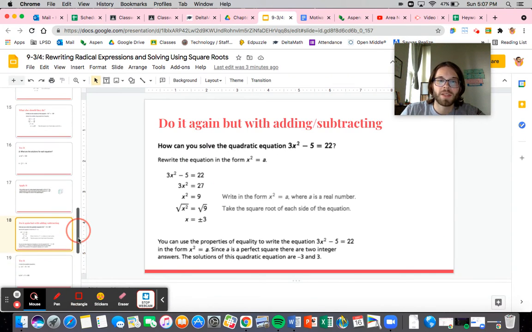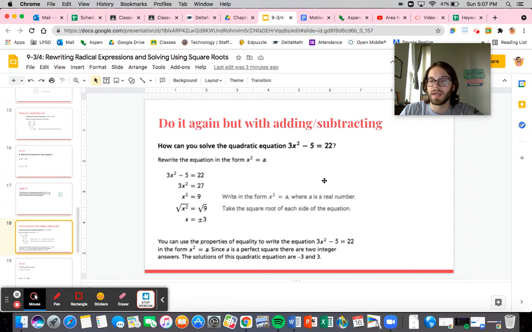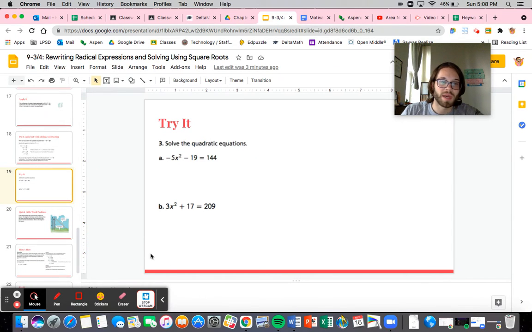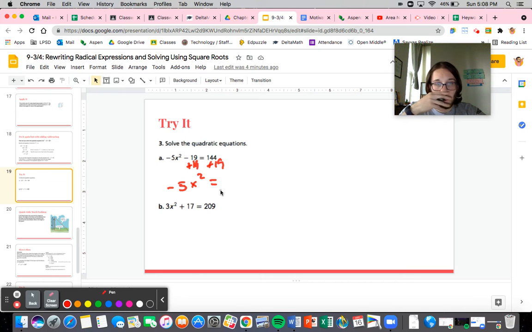All right. So what happens if you have to add or subtract? Well, again, naturally, guess what you're going to do? Add first, then divide. Same process. Same thing you would have figured out to do. Now, for something like this, 144 plus 19, negative 5x squared equals 163. Oh, we have a negative. This is a positive, so it's going to end up being negative. No real solutions.